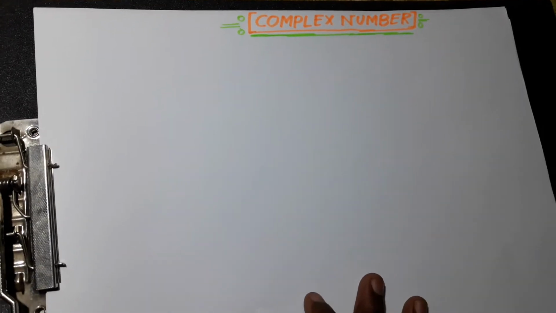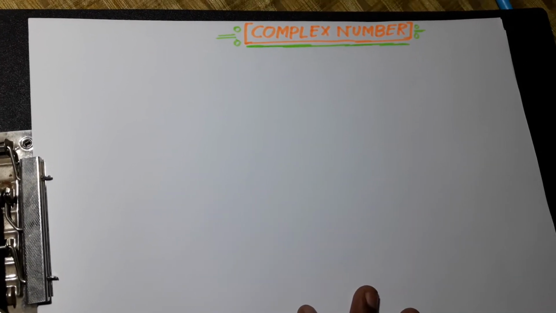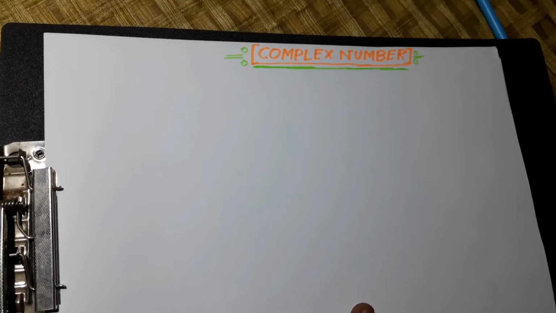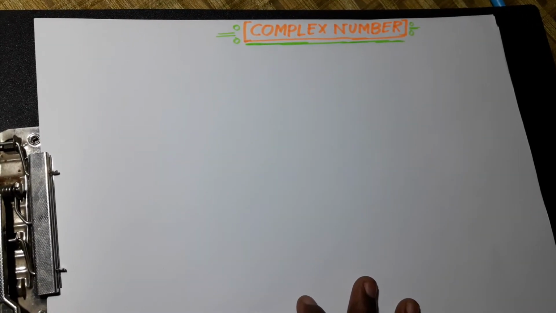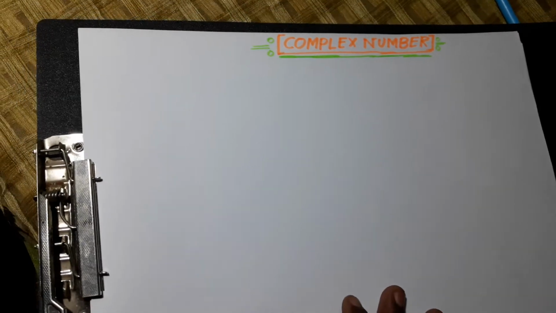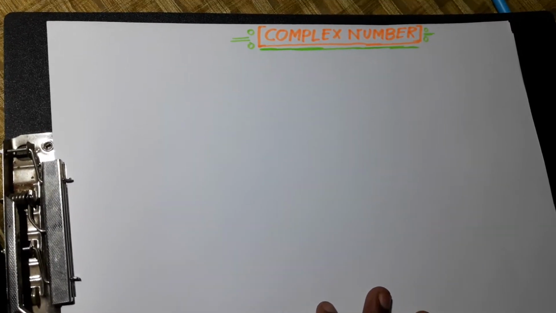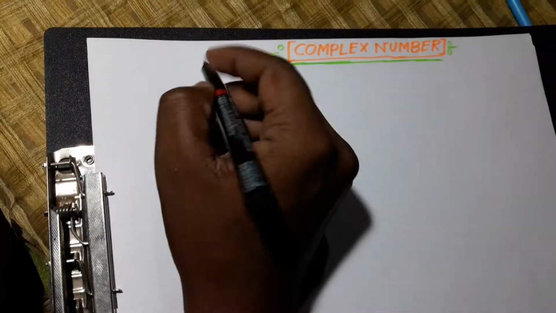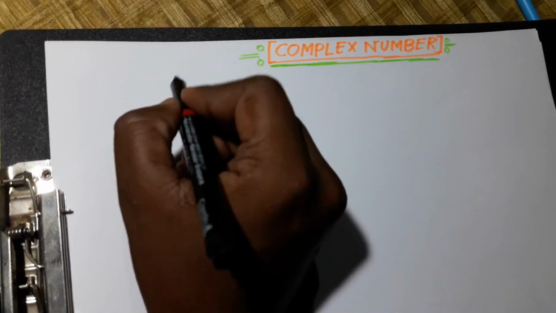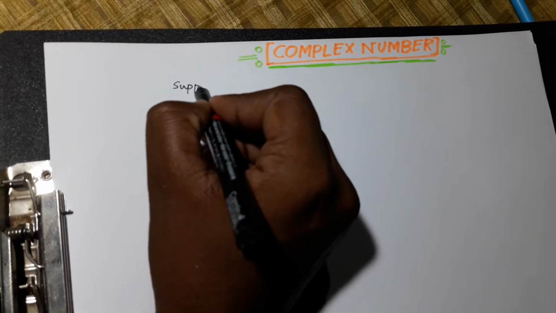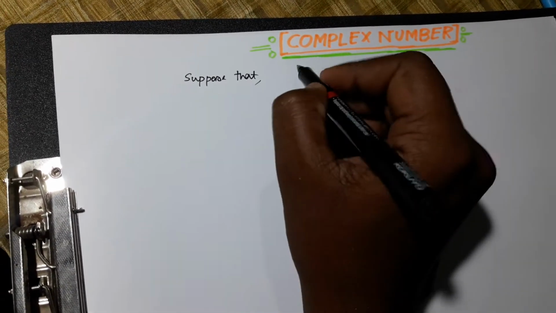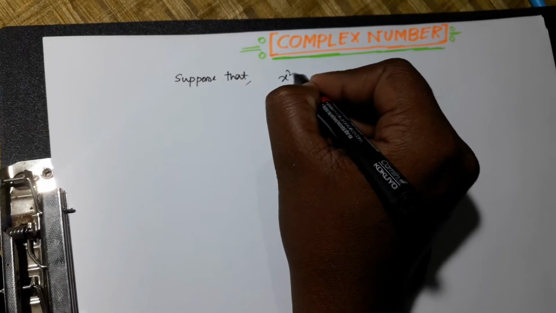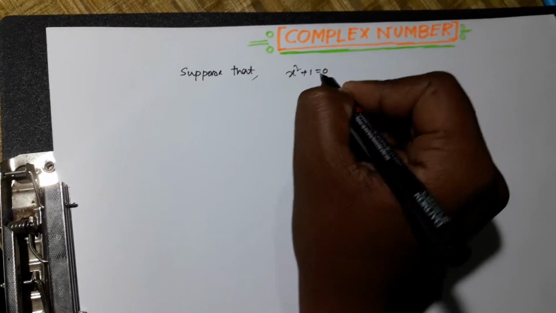In this video, we are going to discuss the complex number. First, we should know why complex numbers are important and why we need to know about them. First of all, we consider an equation. Suppose that an equation is x square plus 1 equals to 0.